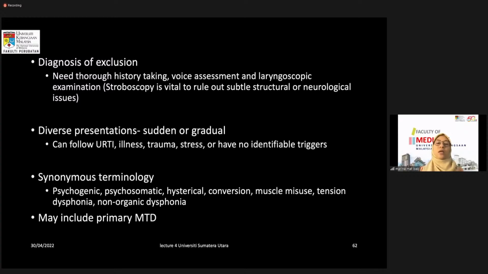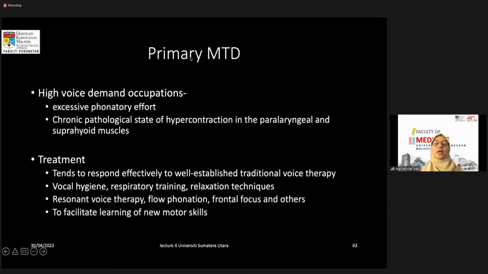Secondary muscle tension dysphonia is common in patients who have issues at the glottic region, like vocal cord palsy, like lesions, polyps, cysts. So the muscle tension dysphonia is a compensation mechanism to close the glottic gap. Primary muscle tension dysphonia commonly occurs in people who have high voice demand. They continue producing voice in a stressed condition, in a tired condition, without practicing vocal hygiene. So there is a chronic pathological state of hypercontraction of the perilaryngeal and suprahyoid muscles. The extrinsic muscles become tight.